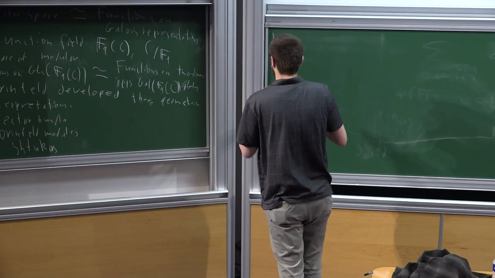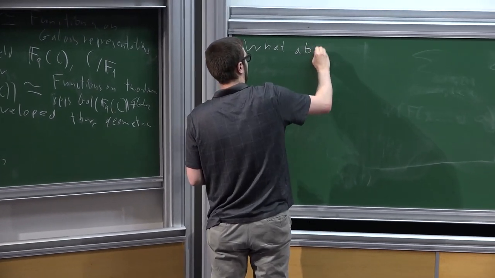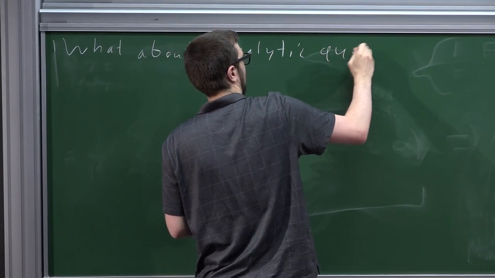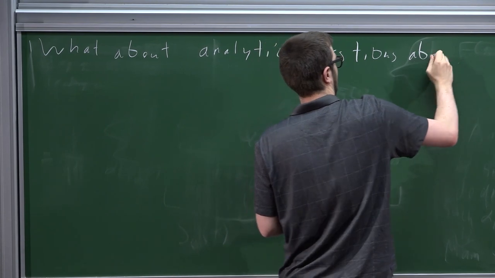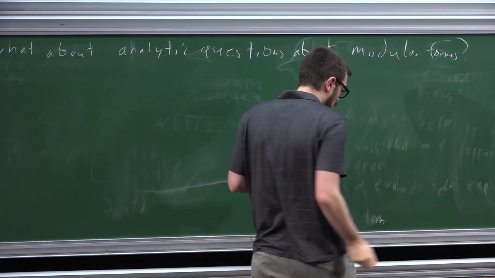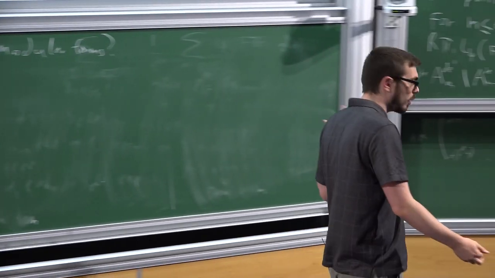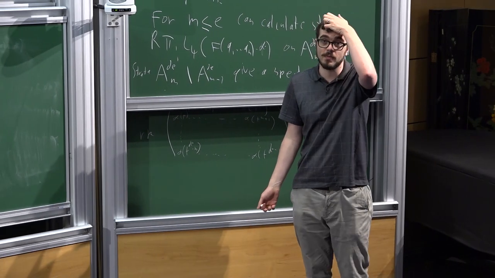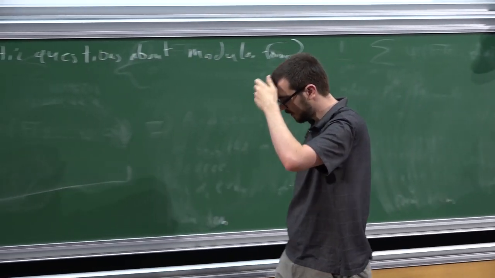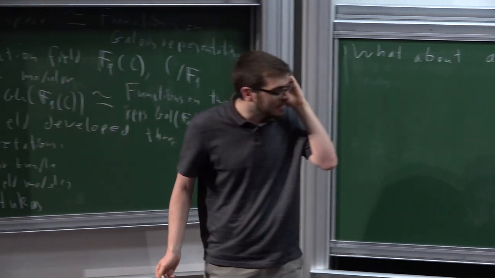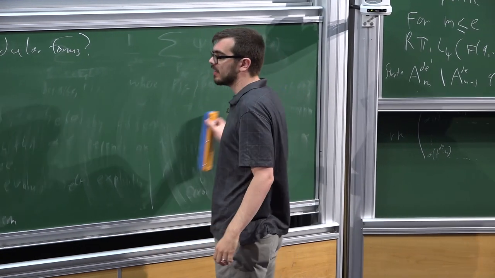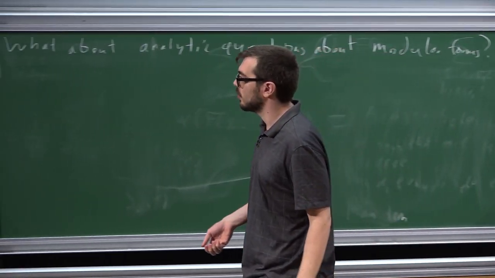So what I want to talk about is other questions, in particular, what about analytic questions about modular forms? Can there be geometric approaches to analytic questions about modular forms in addition to algebraic ones? And the answer is yes. I think there are a lot of interesting ways to connect the analytic theory of automorphic forms to geometry.